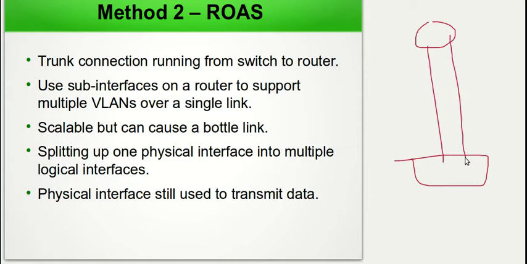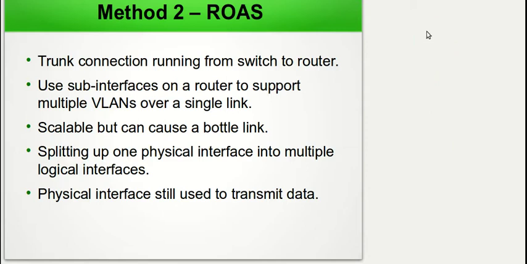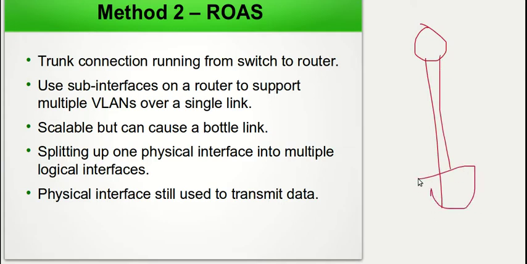With sub-interfaces, all we're doing is splitting up this physical link into multiple logical links so that the router can support receiving traffic from different VLANs over a single physical connection. We would then assign each sub-interface to a different VLAN. So in this case, just to make a very basic example, we have a trunk connection here to a switch. Let's say we have VLAN 10 and VLAN 20. So we would assign one sub-interface to VLAN 10 and one sub-interface to VLAN 20.